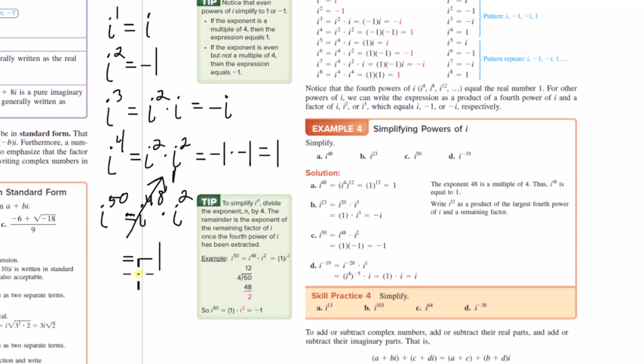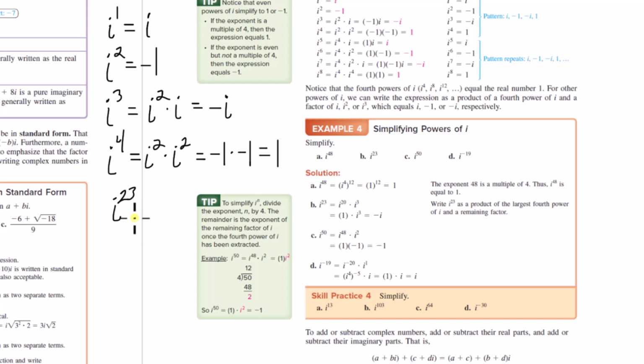That's the idea. Now, for a negative integer power, let's do these first 3 examples first. So I just did I to the 50th. Let's do I to the 48th. Well, 48 is divisible by 4. This is going to be equal to 1. Okay, what about I to the 23?